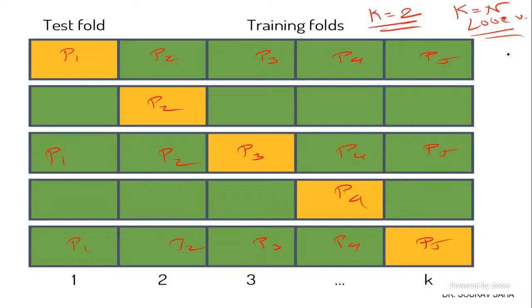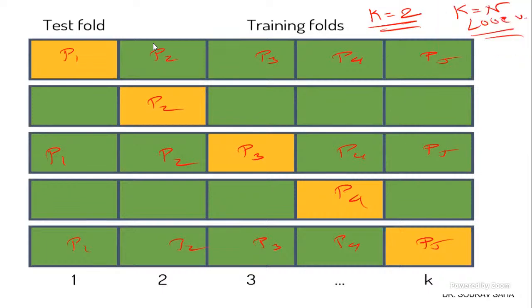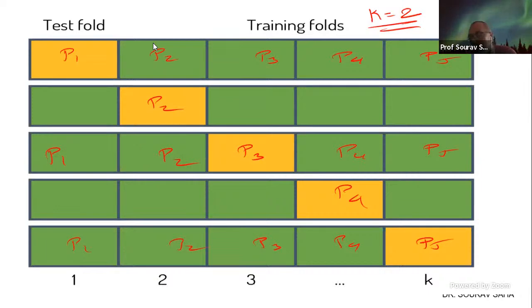Yeah, okay, got it, sir. Actually, K equal to 2 means here 2 will be in the testing and 3 will be in the training? No, no. K equal to 2 means that you are creating only two folds or two partitions. And the partitions are generally equal size. So 50% of the data will be used for training and 50% for testing.